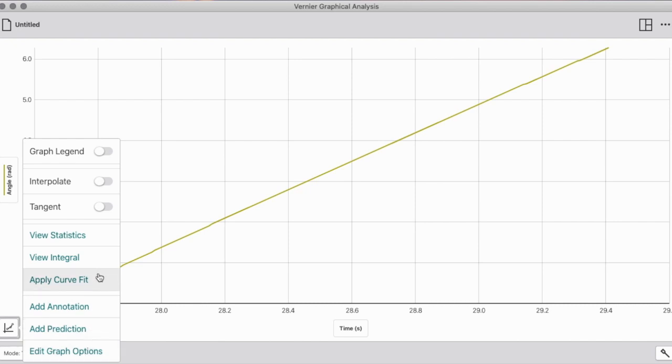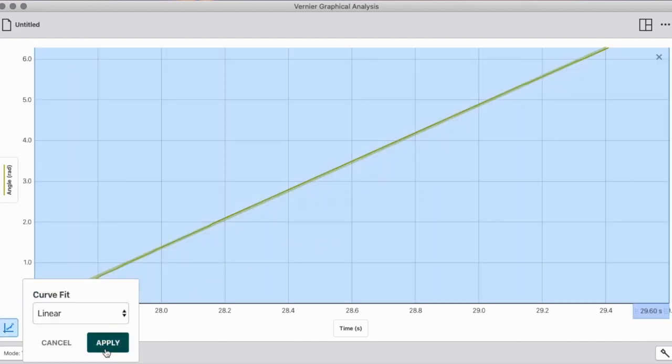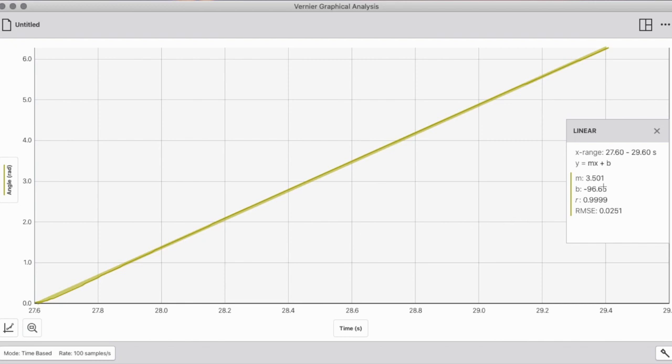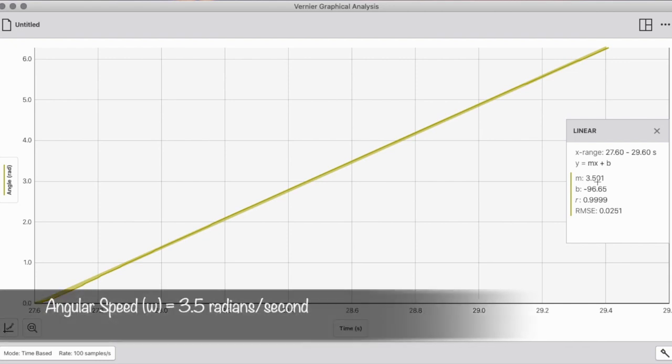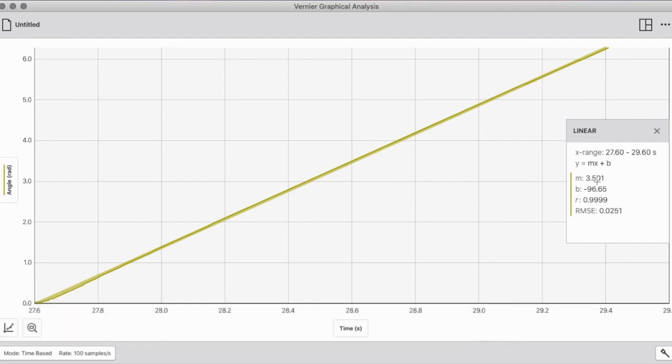And so I'll go ahead and apply a curve fit to this data. And it'll be a linear curve fit. And we can see that the slope of this line is about 3.5. And what are the units again? Radians per second. So this slope is the angular speed. This is the data that you want to use in your calculation for the rotational inertia. Okay, 3.5 radians per second. That would be what you should be using here.